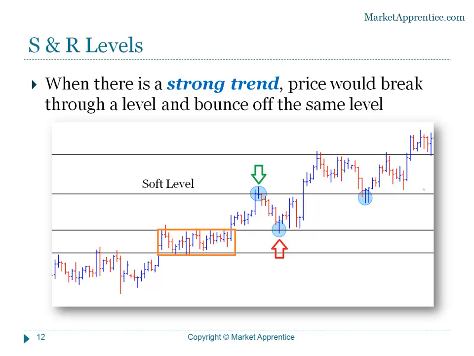Just to give you an idea, when there is a strong trending market, price would usually break through a level, bounce off it, and then retest it again. So for example, price broke through the level, bounced around it, broke the level again, came down to retest, and bounced again. Broke the level, came down, retest again, and so on and so forth. Soft levels become constant support and resistance.